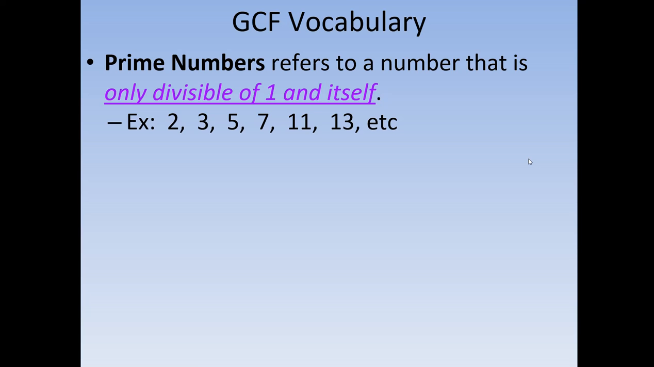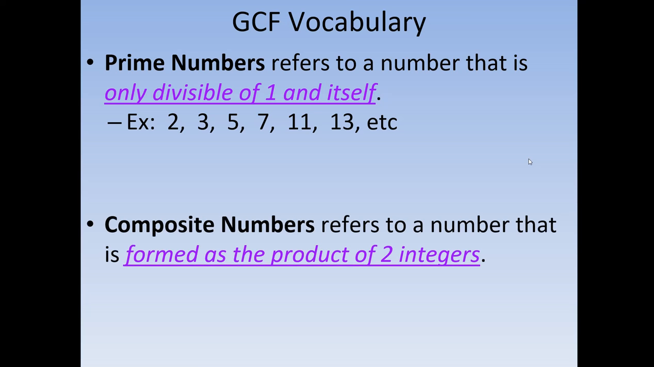If a number isn't prime, it would be considered a composite number. A composite number is a number that's formed as a product of two integers. So basically, taking two numbers and multiplying them gives you a composite number. Examples of composite numbers are 4, 6, 8, 9, 10, and 12.